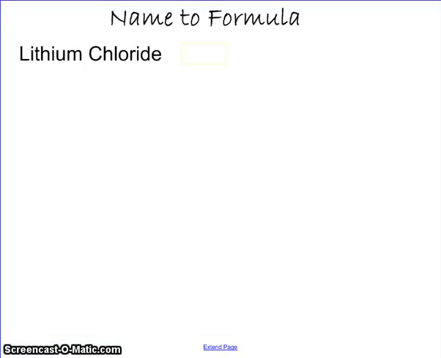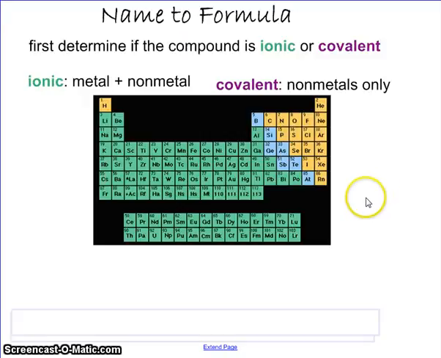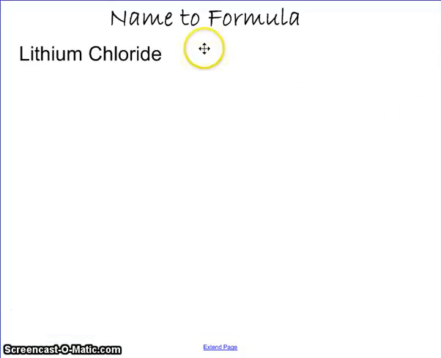So for our first example, we'll work with lithium chloride. Looking at the name, we have lithium and chloride is chlorine. Looking back at the periodic table, I know the names aren't on here, but lithium is Li, which means it's a metal. Chlorine is Cl, which means it's a nonmetal. Therefore, lithium chloride is an ionic compound.